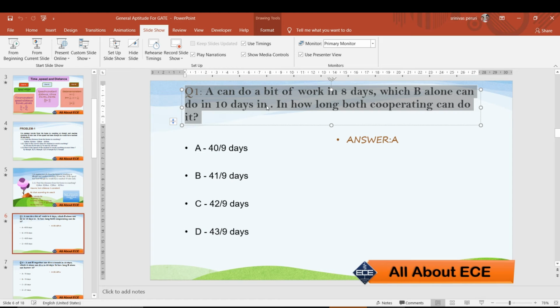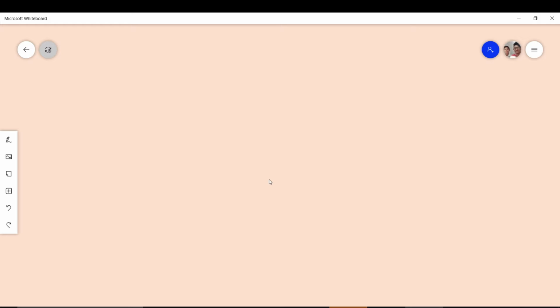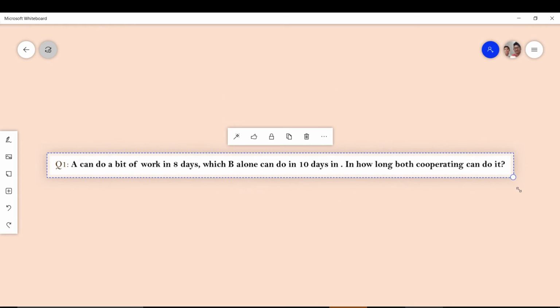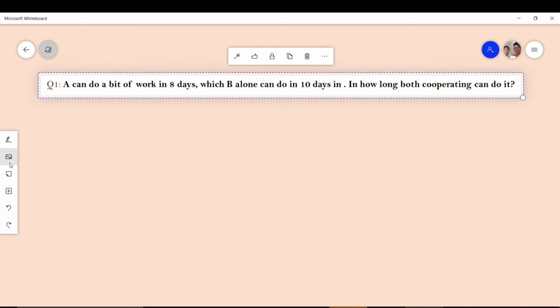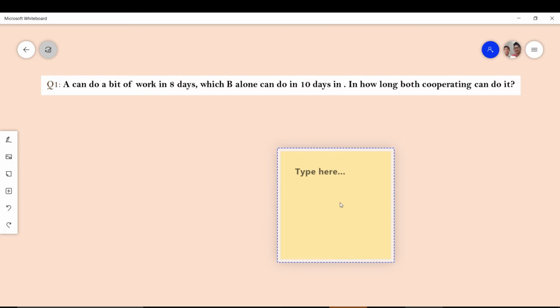So now we'll go to our whiteboard. Let me copy this question and paste it over here itself. From this we need to find what exactly is correct, right? So the days given for A is 8 days, and similarly for B it is 10 days, right? It means A can complete the work in 8 days, B can complete it in 10 days.